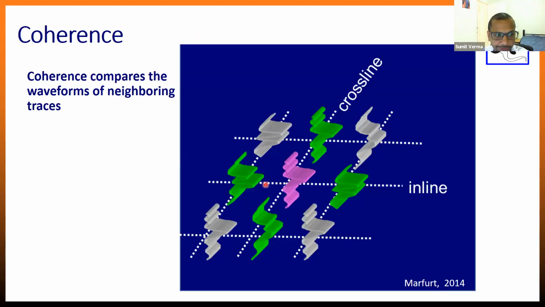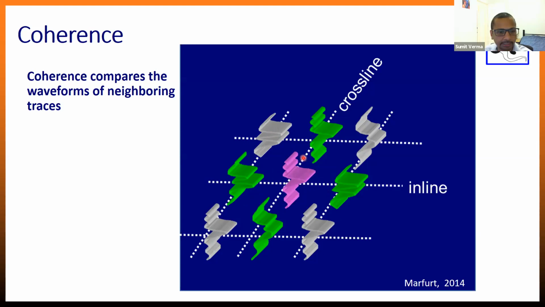So coming to coherence, probably most of the people know about the coherence attribute. It has been there for quite a long time. There can be different estimates of coherence. The coherence is basically an algorithm in which you are trying to compare the trace which is on target with the adjacent traces, and then try to find how much it correlates to the other traces. It's trying to compare the waveform. There can be different algorithms and different window sizes and window lengths. Here I'm showing you 5 traces being compared with the middle trace.